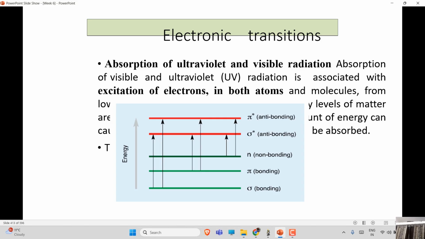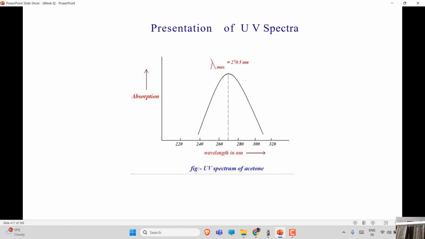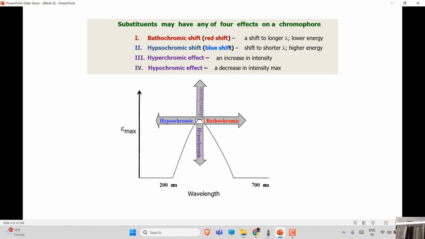Electronic transitions: we have talked about the electronic transitions and the different bands. The bathochromic shift is basically a shift to longer lambda or lower energy. The hypsochromic shift is a blue shift to shorter lambda, higher energy. The hyperchromic effect is an increase in intensity. Hypochromic is a decrease in intensity max.